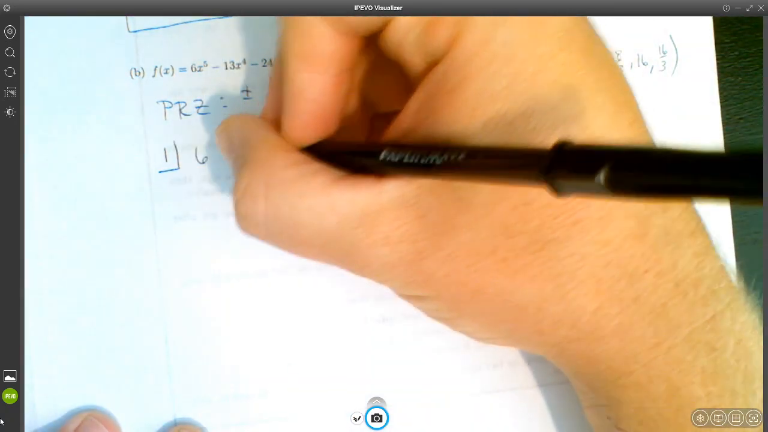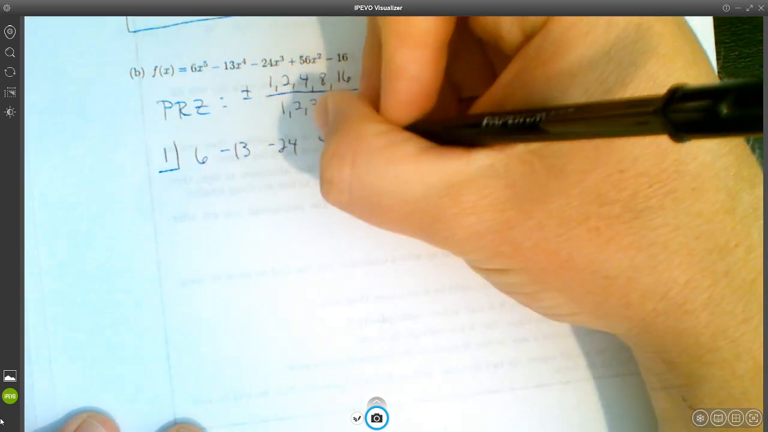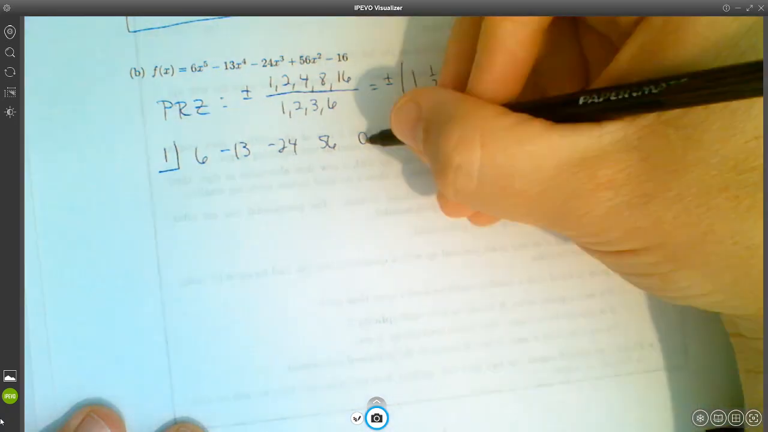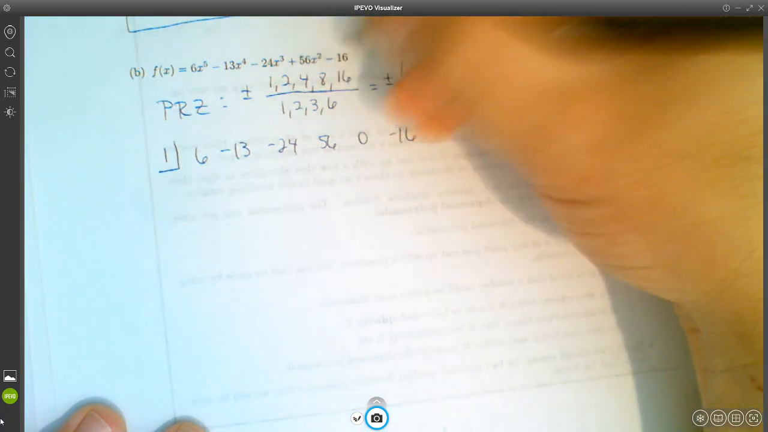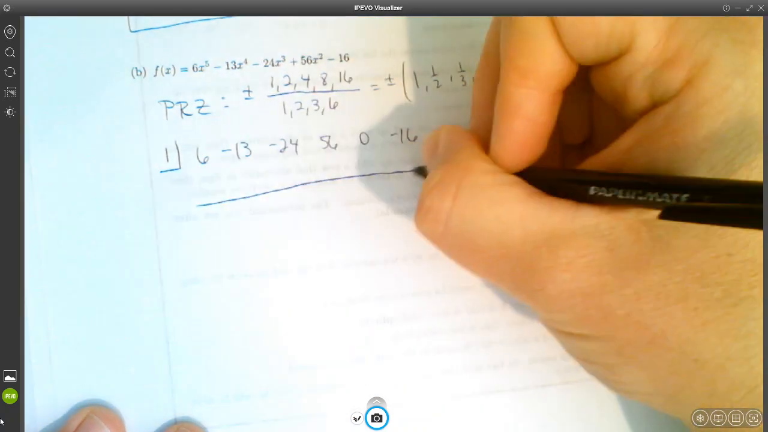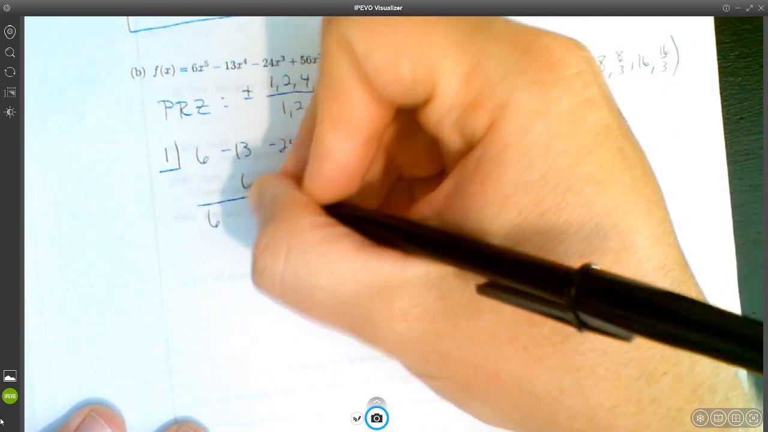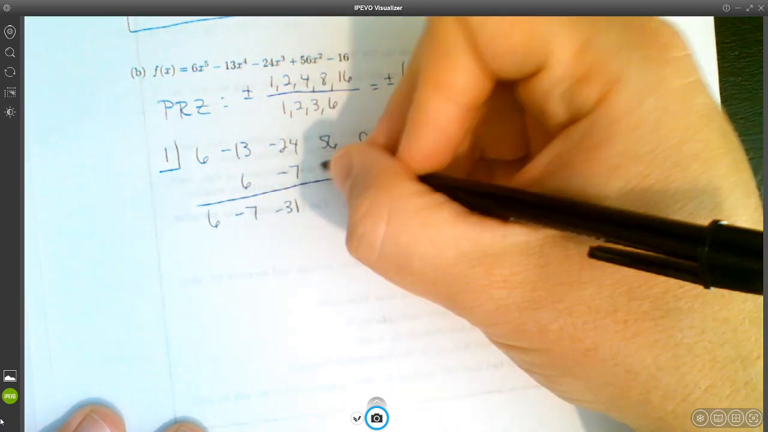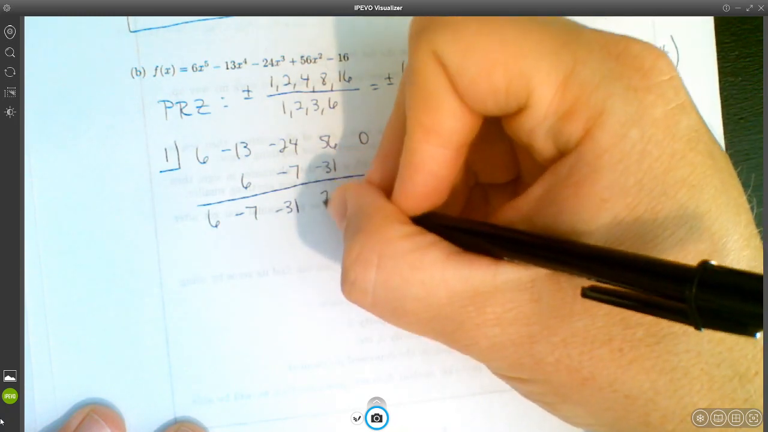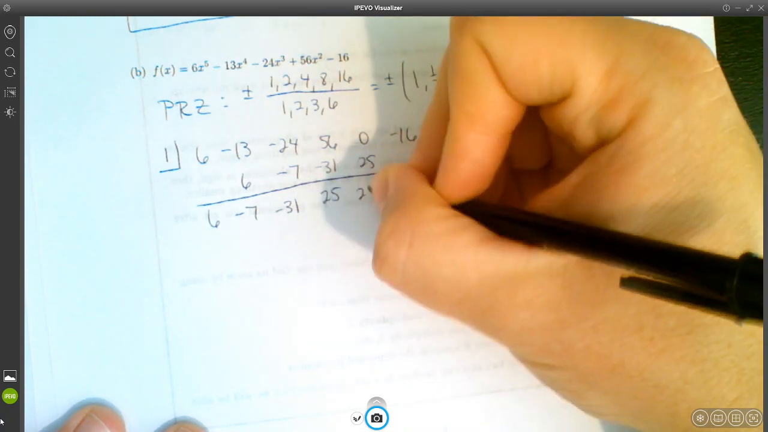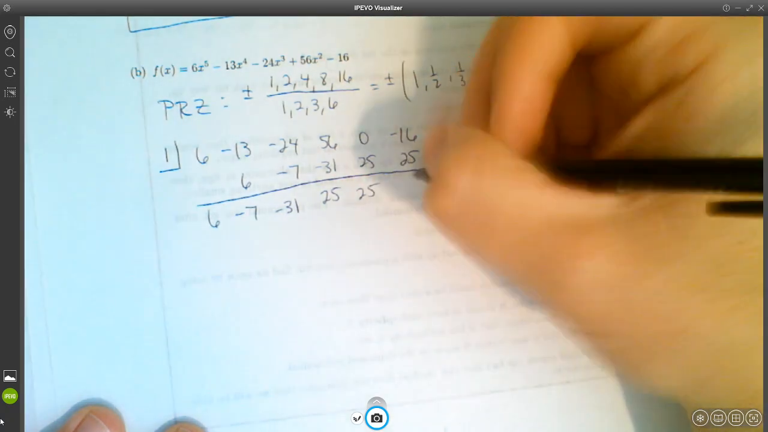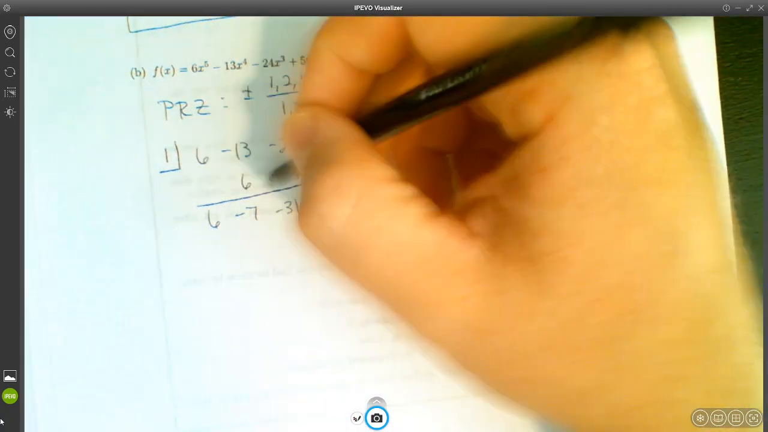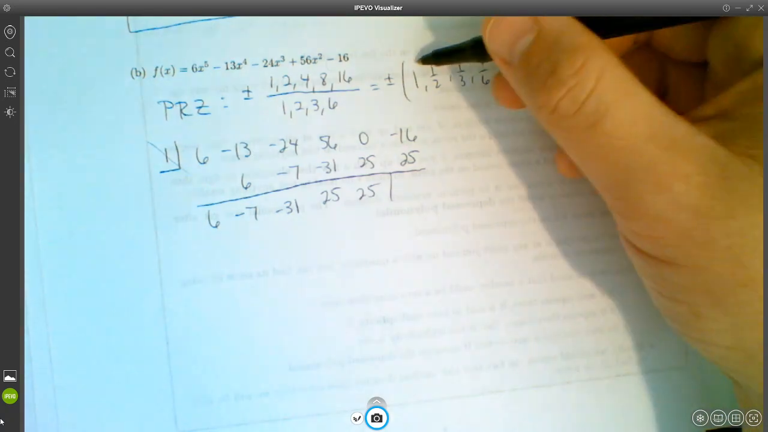Got 6, negative 13, negative 24, 56. Don't forget your missing term, and then negative 16. Right? We have a 0x. That should be between the 56x squared and the negative 16. Okay, let's see. Okay, I don't know what this is. It doesn't matter, right? It's not 0. So 1 doesn't work. Let's move on to the next positive integer, 2.